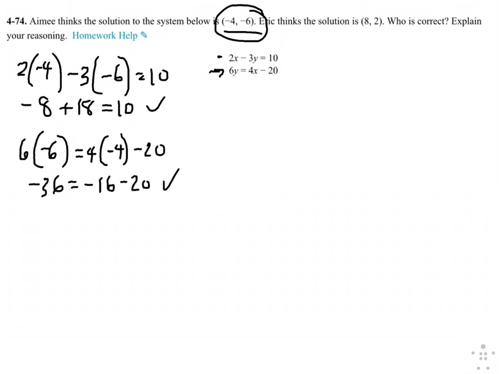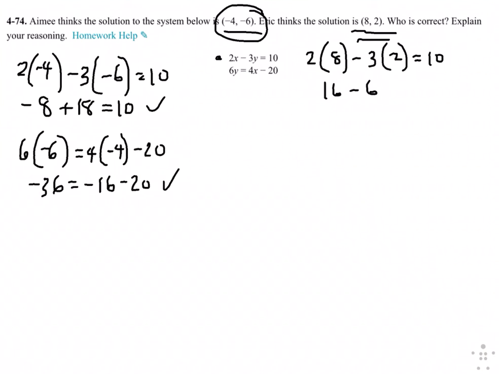Now let's try the second point, this one, right? So first let's try it in the top equation. So 2 times x, 8, minus 3 times y, which is 2, equals 10. 16 minus 6 equals 10. Yes, it does. Okay, so it worked in there.